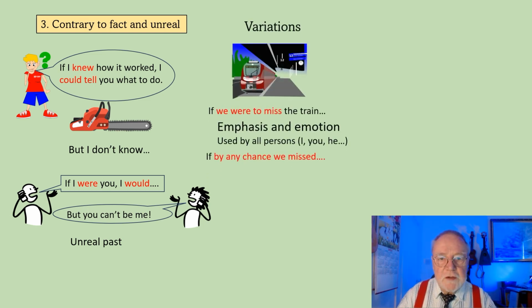Here are some variations of how we can express the second conditional. If we were to miss the train. Now this is really using a lot of emphasis and emotion, so your voice would change a little bit. If we were to miss the train, it would be a disaster. So again, you can see by the intonation of the voice changes the way we express the second conditional. You can replace this one with, if by any chance we missed the train, it would be awful.